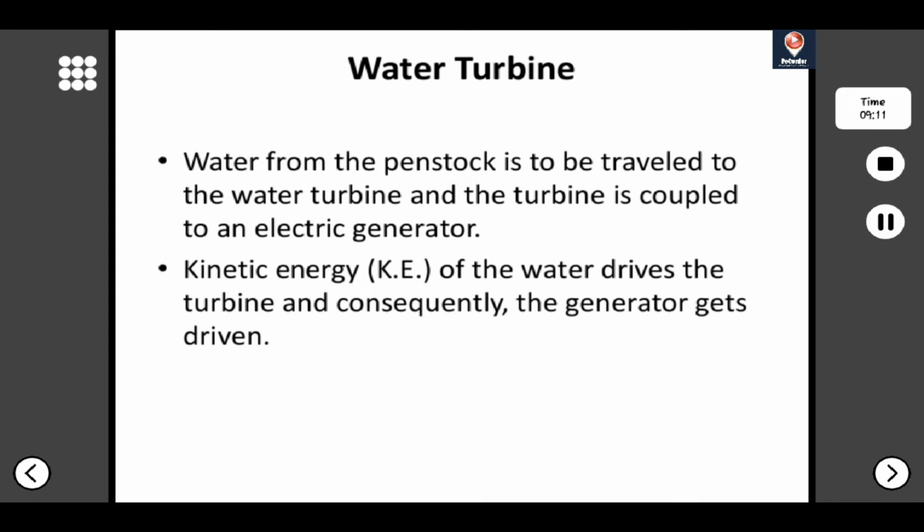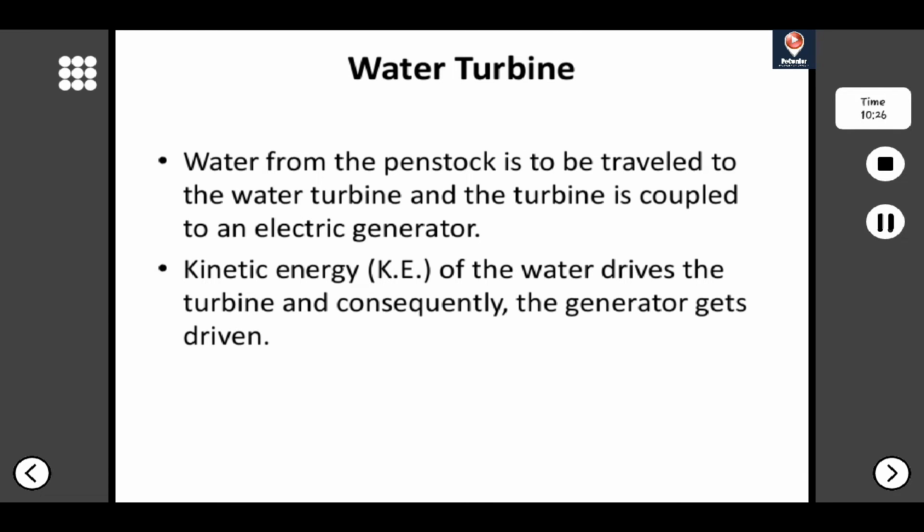The next component is the water turbine. The water turbine is used to convert the kinetic energy of the water into mechanical energy. When the water flows to the turbine, it starts rotating. So here the kinetic energy of the water is converted into mechanical energy.